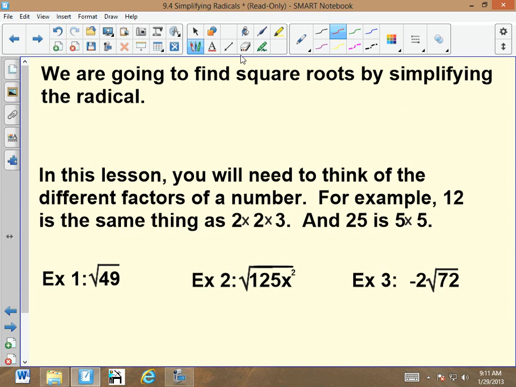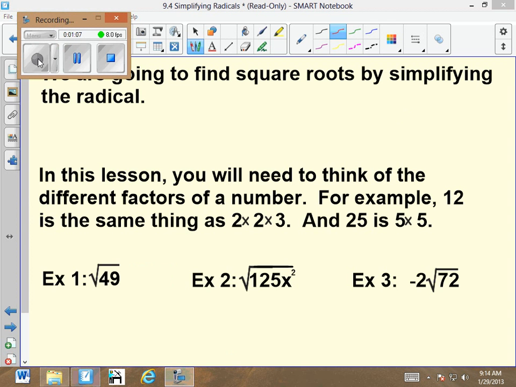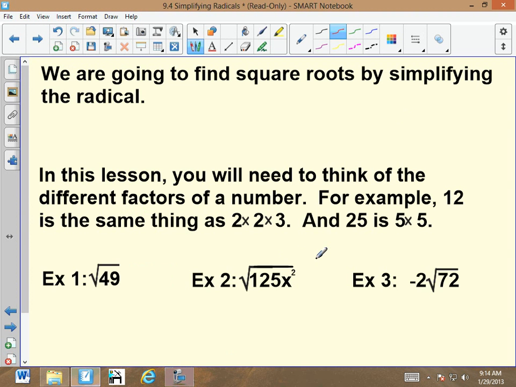Today, we are going to talk about... Okay. We're going to simplify square roots. Now, there are such things as perfect squares. 49 happens to be a perfect square. A perfect square is when a number multiplied by itself gives you an answer. Like, for example, 2 times 2 is 4. So, the square root of 4 is a perfect square.